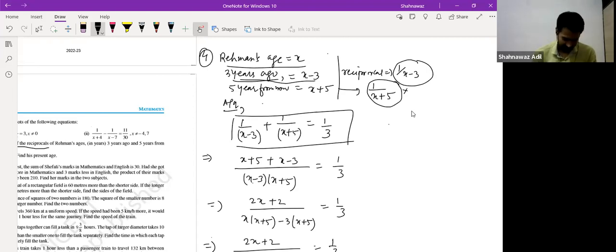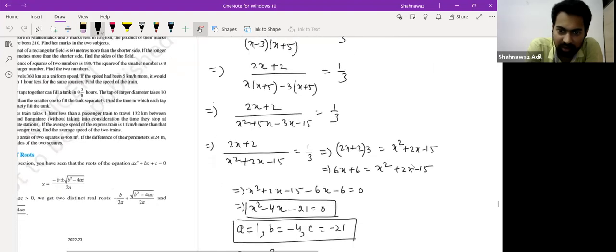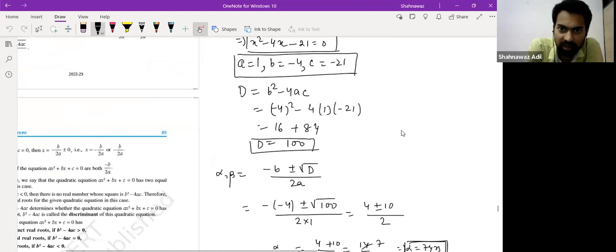Excuse me, sir. I have a doubt, sir. For x square minus 4x minus 21 equals 0, at this point, should we use the discriminant method, or can we just use the splitting the middle term method? Any method you are comfortable with.